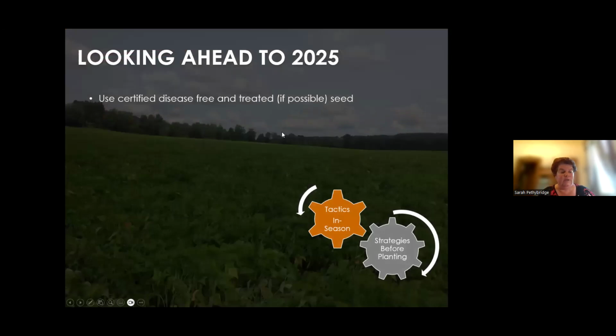Now, those are things that we can do within the season. Of course, we're also looking ahead and trying to be proactive to try and reduce the risk of diseases in future years. So looking ahead to 2025. Some of the most impactful things are using certified, disease-free and treated, if possible, seed for conventional production, obviously certified seed for organic production. So making sure that we're not introducing some of those really aggressive seed-borne pathogens into our field to start with, so we don't even have to deal with them.